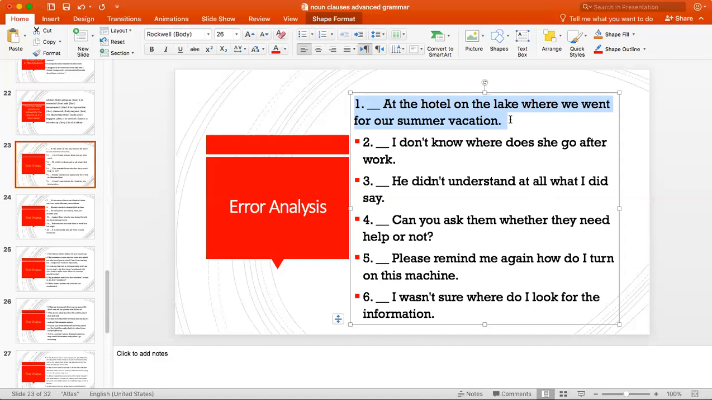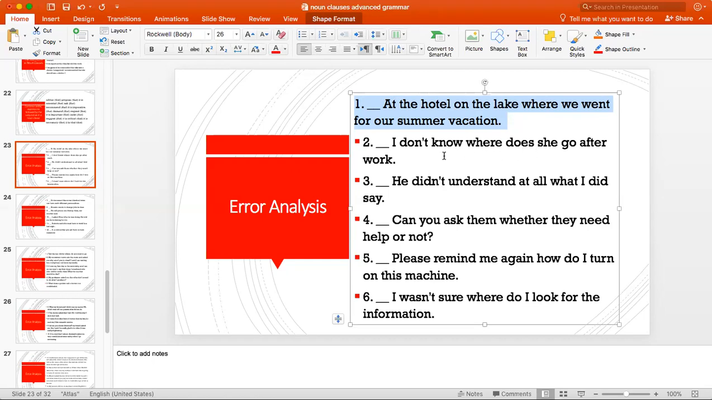You could say, we stayed at the hotel on the lake where we went for our vacation, etc. At the hotel on the lake, you could say, for example, we met where we went for our summer vacation. It gives me a subject, gives me a verb, gives us a noun, a main clause.